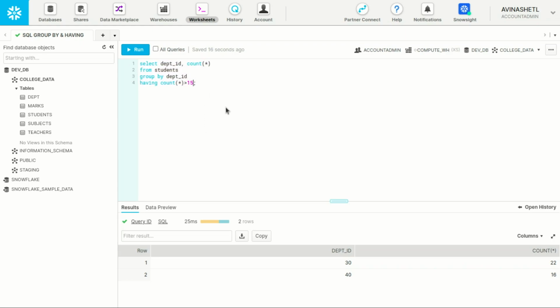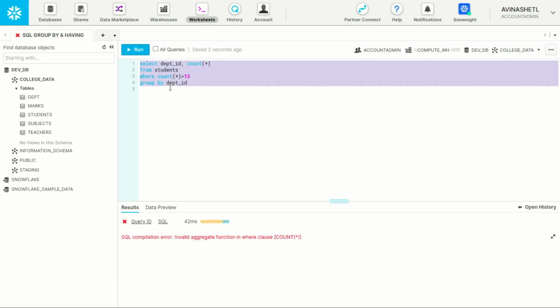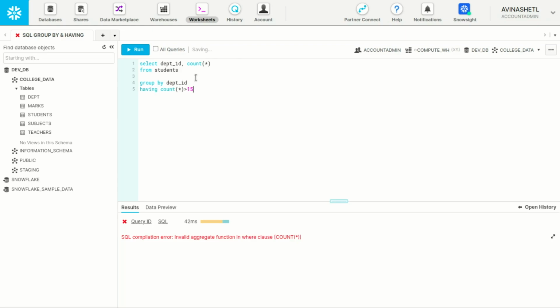What if we try to put this condition in where clause? Where clause will come after from and before group by. Let's try to execute this. So it is giving us error that invalid aggregate function in where clause. We cannot use aggregate functions in where clause. That is the reason we need to use the having clause here, because we are trying to restrict the groups that are created by using group by clause.